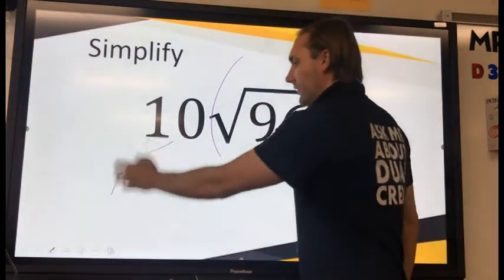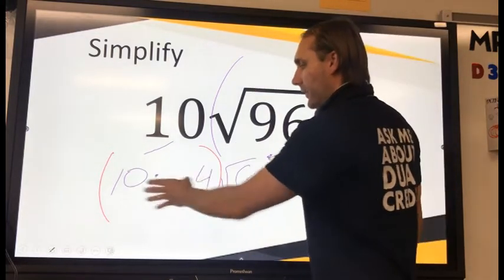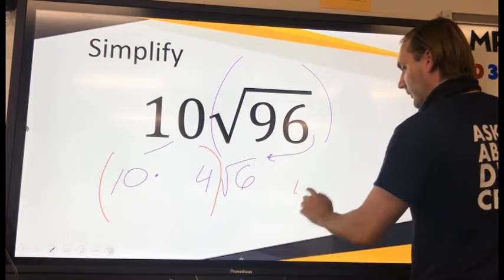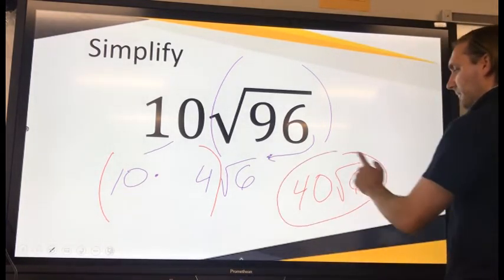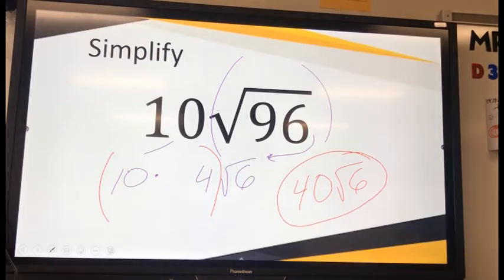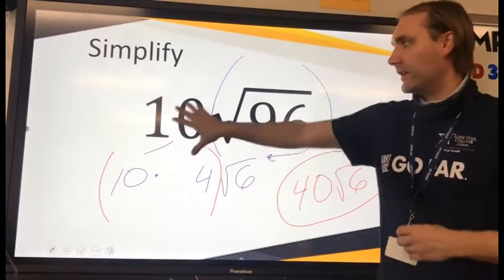So I have this number 10 on the outside. 4 came out of here, so now let me multiply these together. 10 times 4 is 40 with the square root of 6. So that's all you have to do. Just put this number on hold, simplify your radical, then multiply anything that comes out to that number.